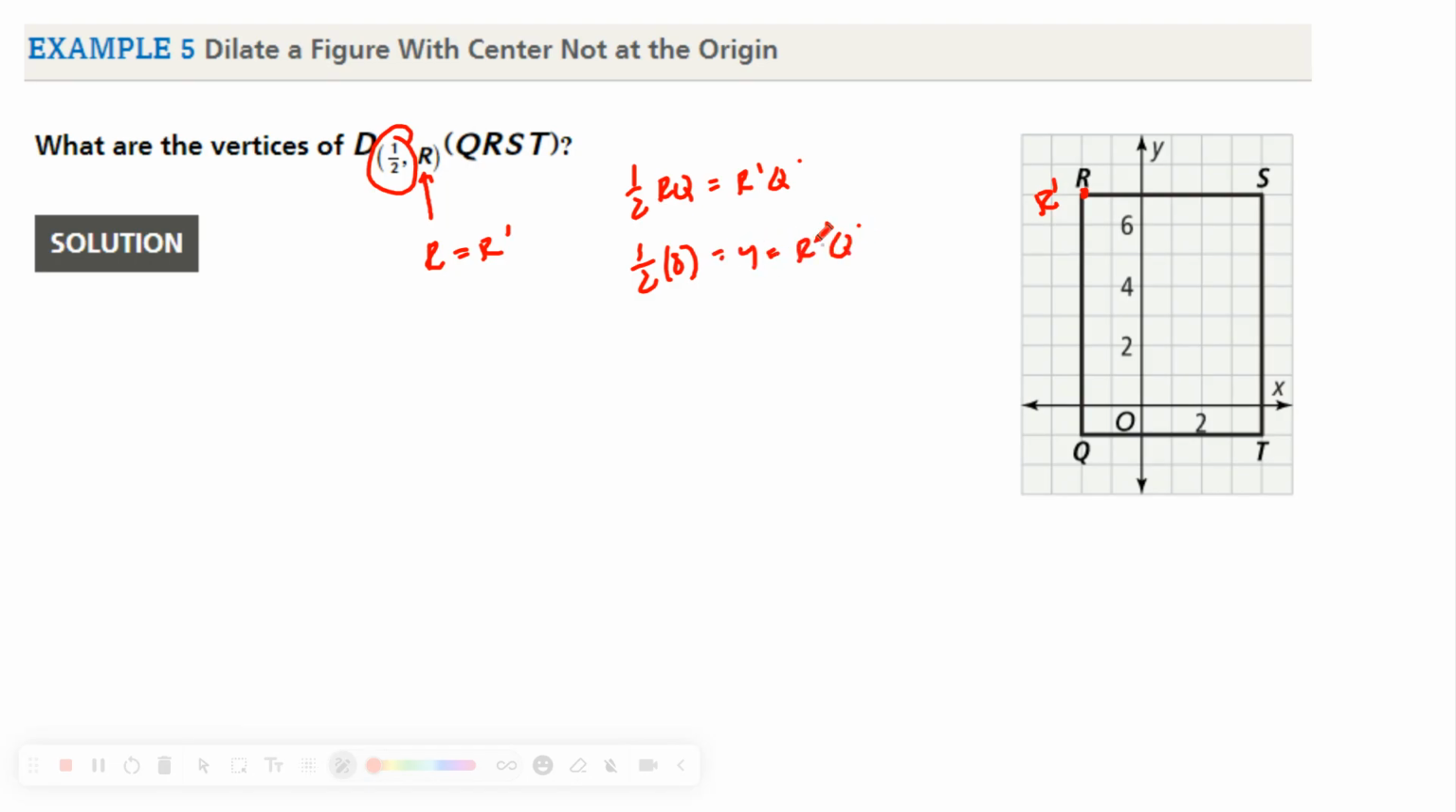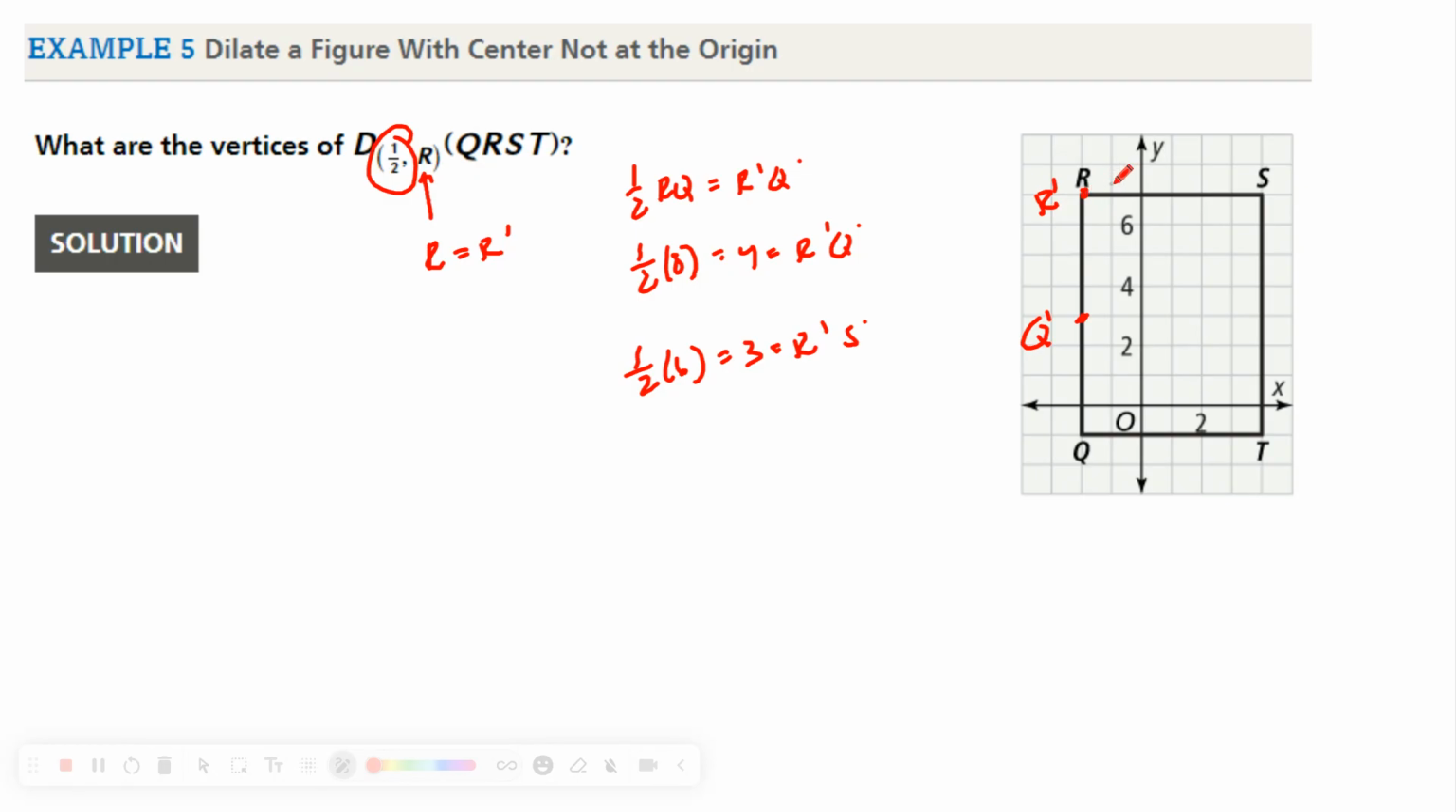That's going to be the length of R prime, Q prime. Well, if R prime is here, I just count 4 away: 1, 2, 3, 4. And there's where Q prime is. I'll do the same thing with RS: 1, 2, 3, 4, 5, 6. So I'll take half of 6 to get 3, and that is going to be R prime, S prime.